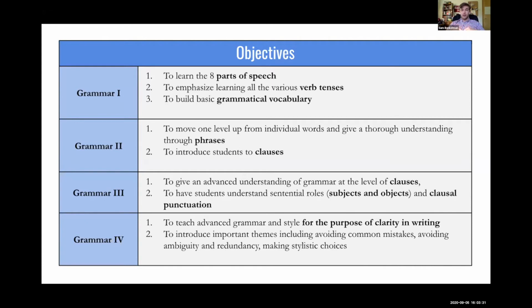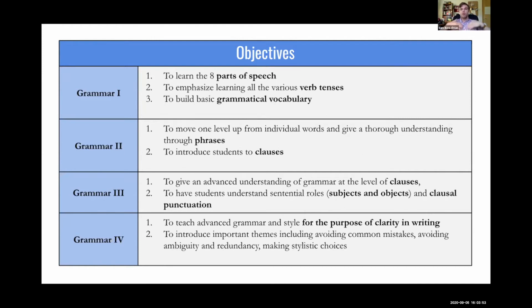So the objective there is to really learn the 8 parts of speech, to get a vocabulary for talking about grammar, right? And we emphasize the verb tenses. There are many complex verb tenses in English, and we get you working on those really early in grammar 1. Grammar 2 moves straight on from grammar 1, so it picks up right where it left off.